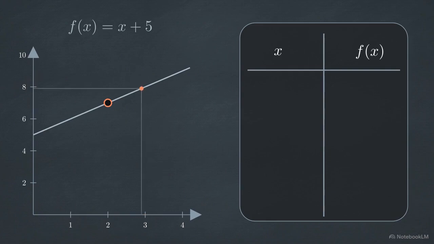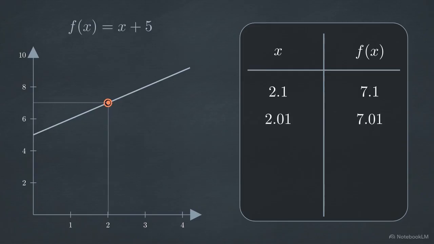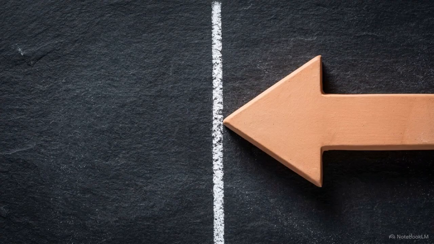Starting our descent, an input of 2.1 yields an output of 7.1. Stepping closer from above, 2.01 yields 7.01. At an infinitesimally close input of 2.001, we get 7.001. This descending numerical approach converges precisely on the same output of 7. This incoming value from the positive direction is the right-hand limit.